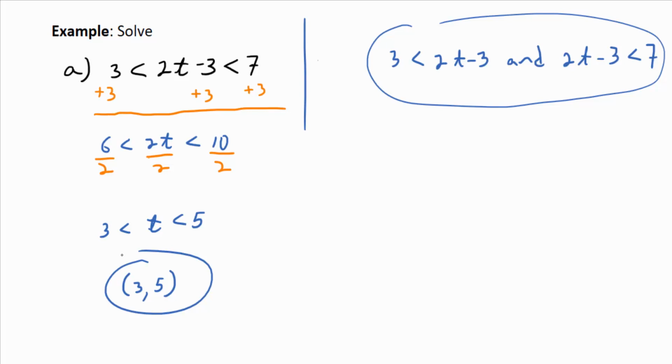What does that mean? What does that 3, 5 mean? Kind of looks like an ordered pair if you remember what an ordered pair is, but it's not, is it? It's saying all the t values that satisfy the original inequality lie between 3 and 5, not including 3 and 5, right? That's what it's saying. So any number, any decimal number between 3 and 5 satisfies the inequality.